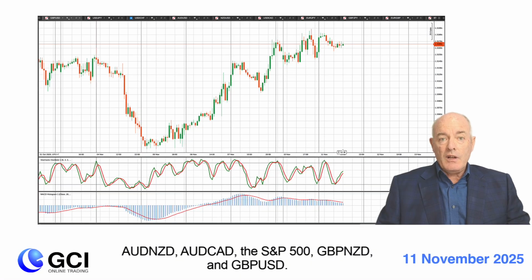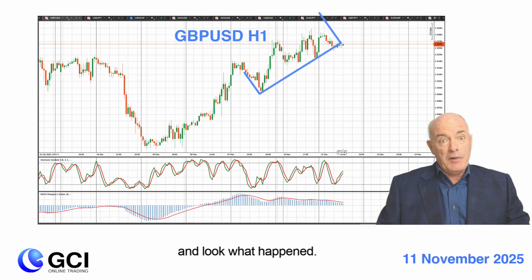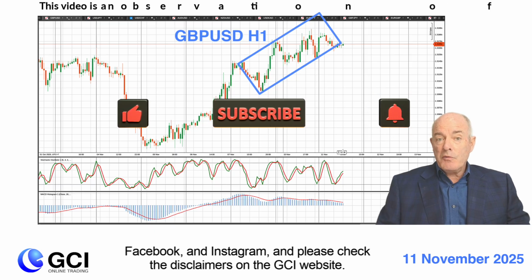On Aussie Kiwi, Aussie CAD, the S&P 500, Pound Kiwi, and Pound Dollar. Last time we were looking at a long trade on Pound Dollar after the BOE interest rate decision, and look what happened.